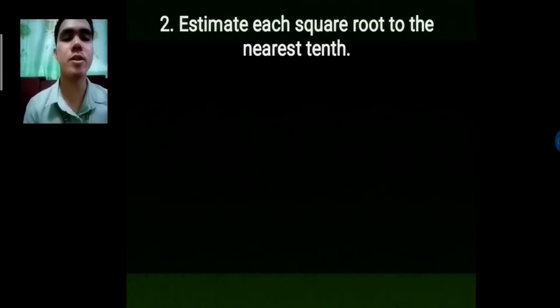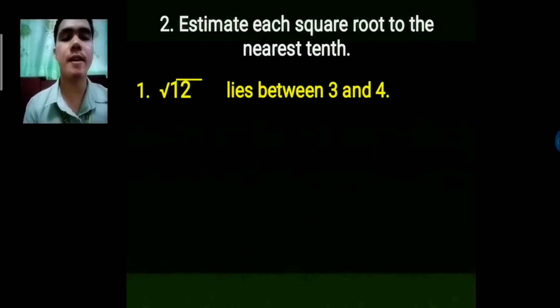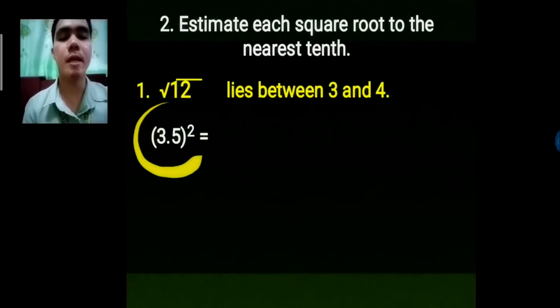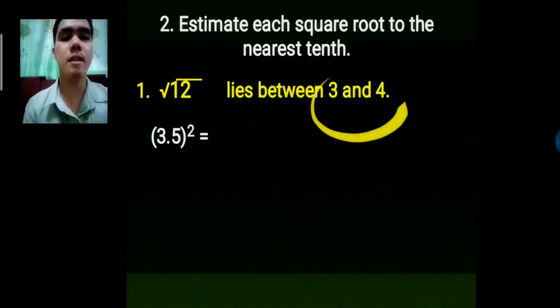Okay? So next, we have to estimate each square root to the nearest tenth. So square root of 12 lies between 3 and 4. Possibly the square root of 12 is 3.1, 3.2, 3.3, 3.4, 3.5, 3.6, 3.7, 3.8, 3.9. Okay, those are the numbers between 3 and 4. So let's try the middle number. The middle value between 3 and 4, that is 3.5.